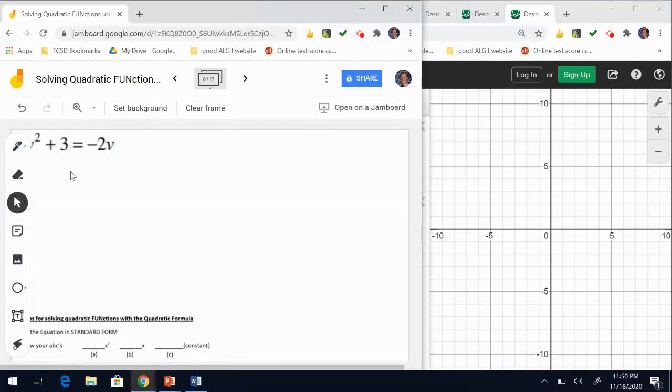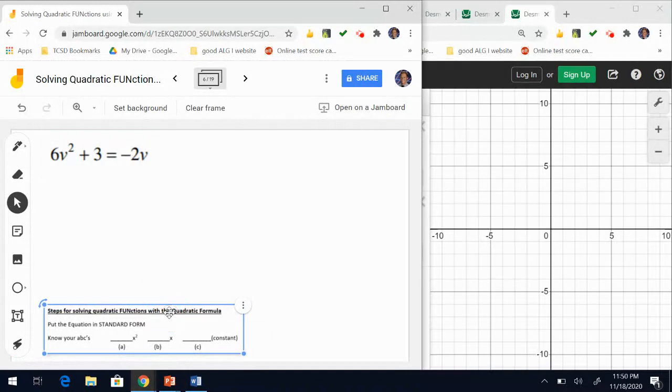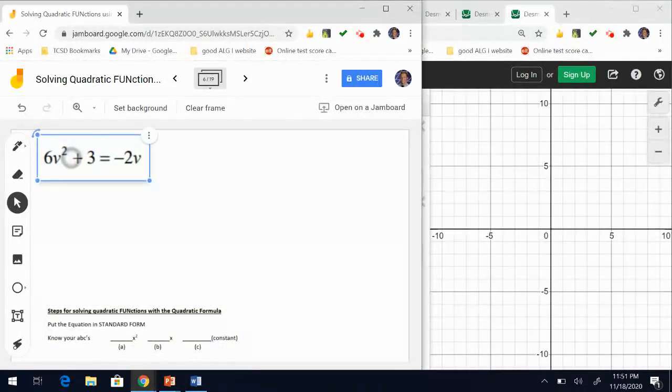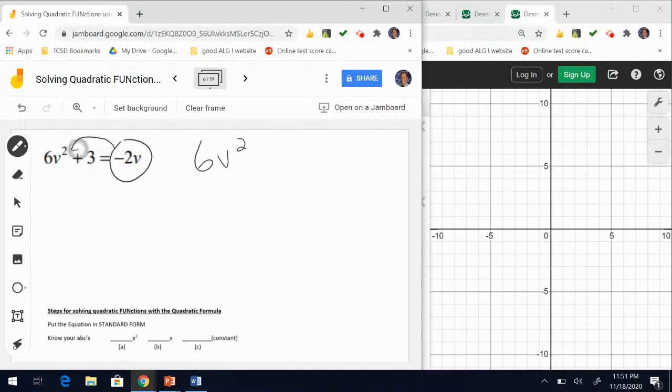So my next problem says 6v squared plus 6 equals negative 2v. What's the first thing I need to do? Put it in standard form. Is v squared first? Yep. So that's good. What's my next thing I have to do? I need to move negative 2v to the other side. Does that combine with anything? Nope, but it goes in front of the constant 3. And if you notice, I didn't say it.